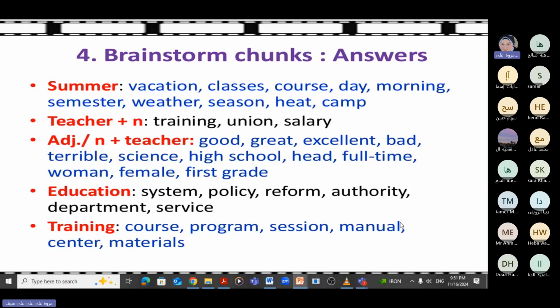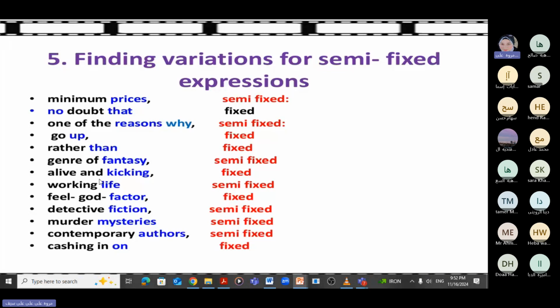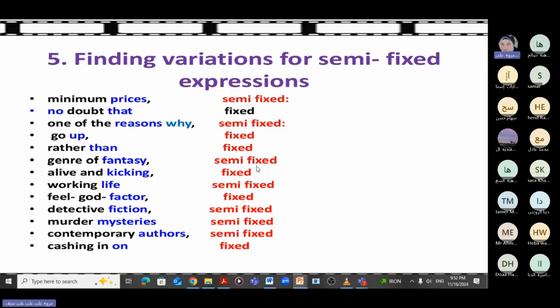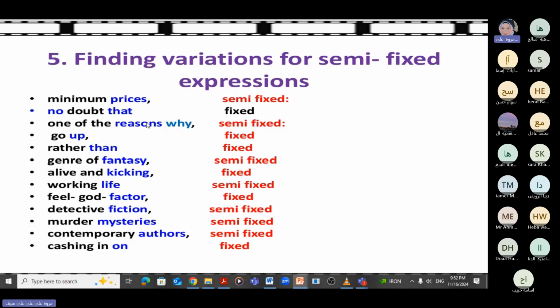This is a wonderful activity as well, suggested here. Now, finding variations for semi-fixed expressions. So we show you the semi-fixed expressions, and you just give us some variations, some suggestions, things to change. In this activity that we tackled a while ago, categorizing the semi-fixed and the fixed, concentrate on the semi-fixed ones. Look at the semi-fixed only, the ones that have the label semi-fixed, and try to change them if you have words or expressions in mind. This is a wonderful activity as well.